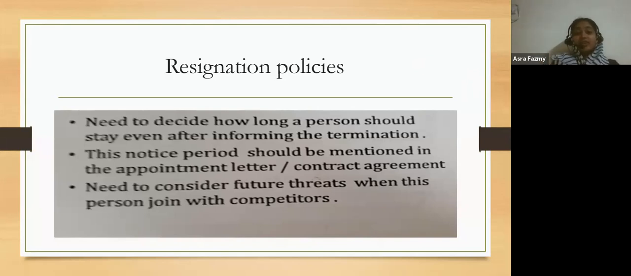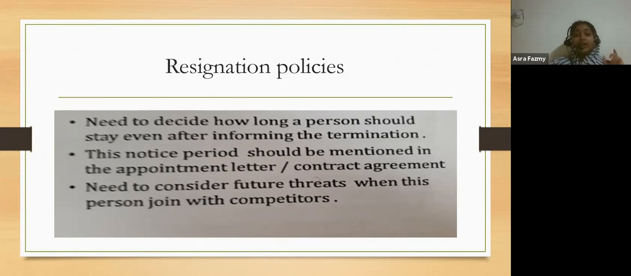So that's what the second point says. This notice period should be mentioned in the appointment letter or contract agreement. When you're selected in an interview, they'll give you an agreement to sign. It is called the appointment letter or the offer letter. In that offer letter, it will clearly say that if you are planning to leave the firm, you have to give a notice for at least a month or 3 months. It depends on your post. The period will be clearly mentioned in that agreement. So you have to give the resignation and stay for that period.